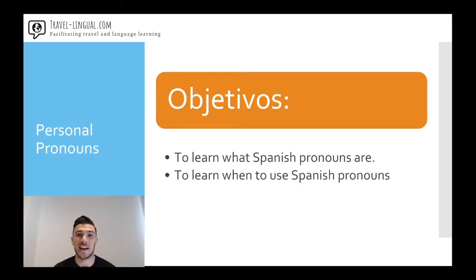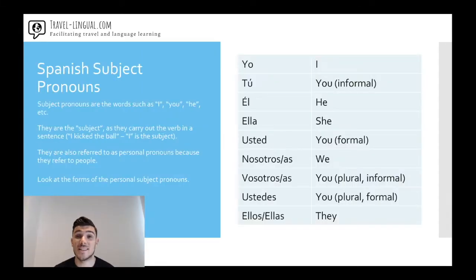Vale chicos, ¿qué tal? So we've covered demonstrative pronouns. We're now going to look at personal pronouns. As always, our objetivos in this part of the grammar section are to learn what Spanish pronouns are, referred to as both subject and personal pronouns, and to learn when to use them. Vale? Vamos. Now let's look at these forms, okay?